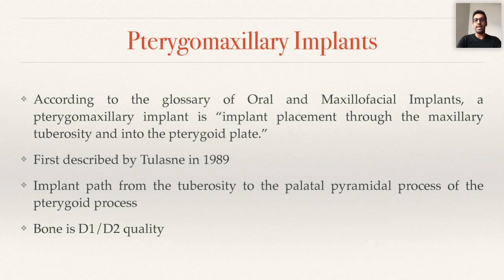Just to give some context, the zygoma implant was invented by Brånemark in 1988. So zygomatic implants and pterygoid implants have really been around for roughly the same time. The implant placement is through the tuberosity to the pyramidal process of the palatine bone and the pterygoid plate. What we're doing there is going through D4 type bone and then engaging bone that is D1 or D2. So we're going through soft bone and engaging bone that's harder, and that's where we can get good stability of our implant.